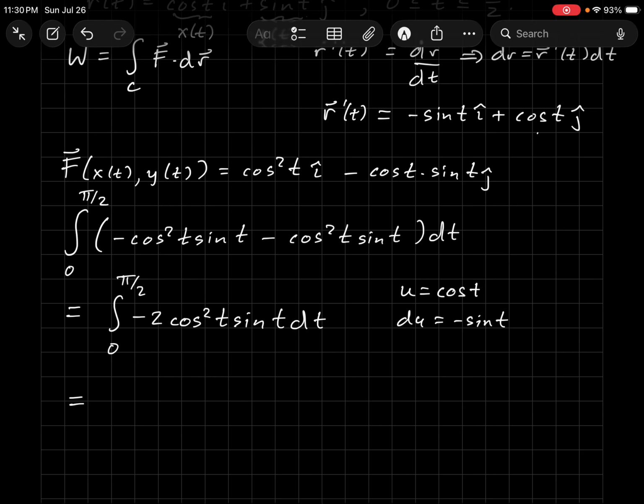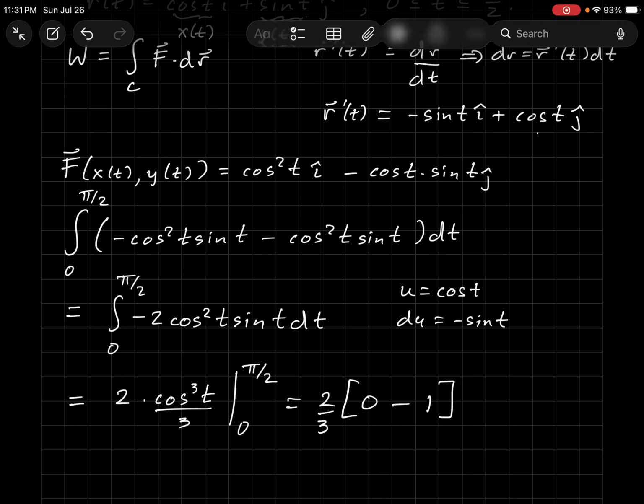So if we integrate this one, we're going to end up with 2 times cosine cubed t over 3 from 0 to pi over 2, equals, actually let's do 2/3 times cosine of pi over 2, which is 0 cubed, minus cosine of 0 cubed, 1. And that is the work done by this force field over that curve.